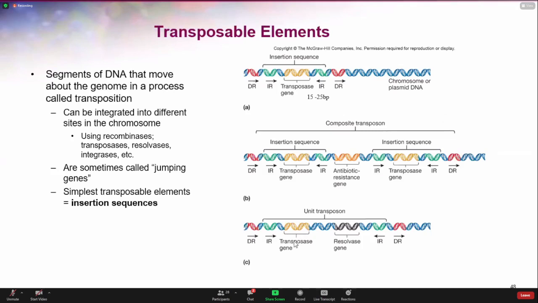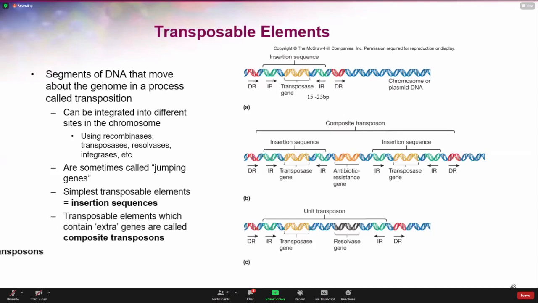Then you can have unit transposons as well. They can also have genes other than transposases and resolvases and integrases and things like that, but they are not flanked by complete insertion sequences. So insertion sequence, remember, is 2 IRs and a transposase gene. And so you don't see that. You see 1 IR and 1 transposase gene, but you don't see the second IR sequence. Okay, so they're slightly different.